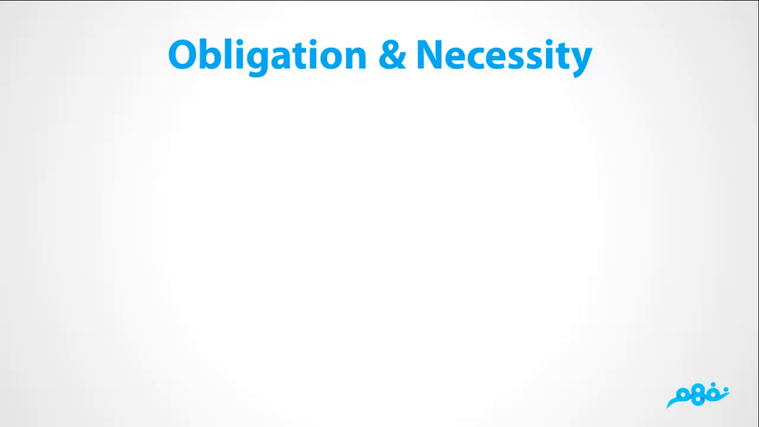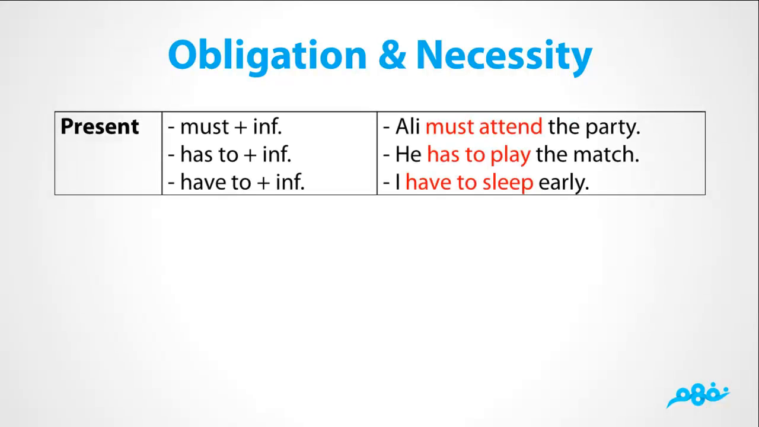Obligation and necessity. To express obligation and necessity, we use must, has to, or have to in the present, and all of them are followed by the infinitive. Ali must attend the party. He has to play the match. I have to sleep early.